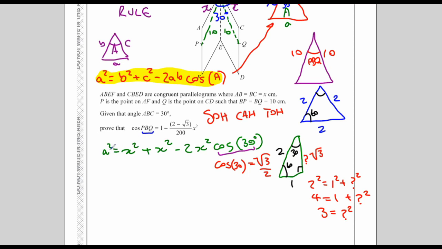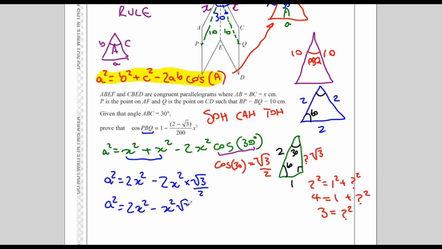Okay, so let's simplify this a little bit, and I'll write it again. A squared, we've got 2 lots of x squared, minus 2 x squared times root 3 over 2. And if we want to really simplify, that 2 and that 2 can cancel. Minus x squared times root 3. And even x squared times 2 minus root 3. And look, we're starting to look a little bit like this answer.